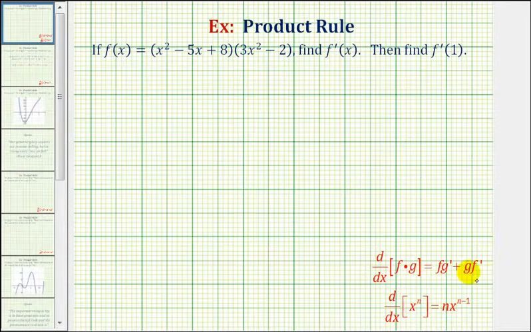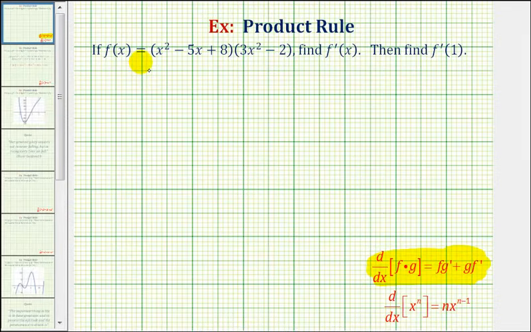differentiation given here below, where the derivative of function f times function g is equal to f times g prime plus g times f prime, or we can say the first function times the derivative of the second function plus the second function times the derivative of the first function.